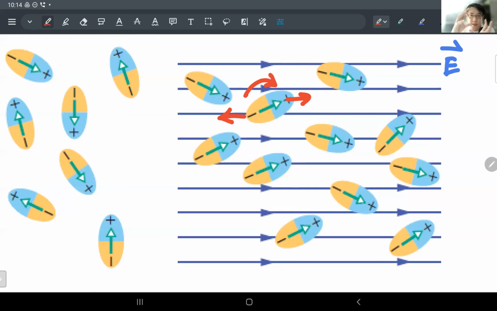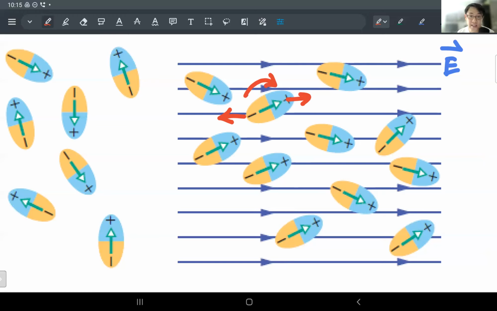So it still keeps the form of the molecule, but the only thing that happens is that you turn the molecules, because the positive one wants to go in the same direction as the E. The negative portion of the molecule tries to go against it, so you get a rotation. So those molecules will turn and try to align themselves with the external electric field.